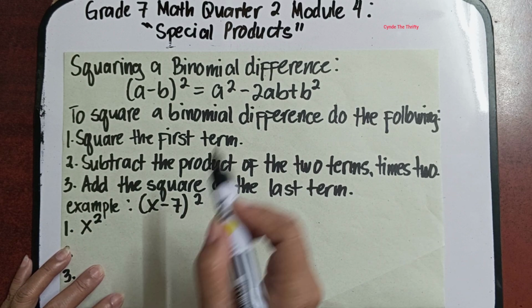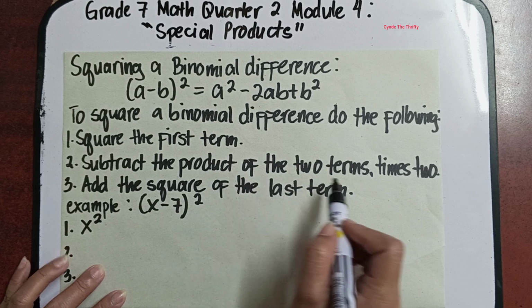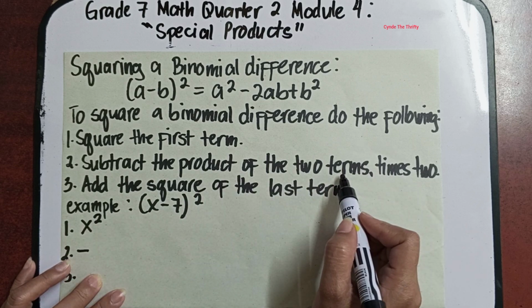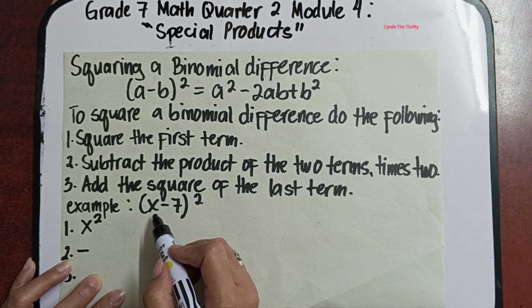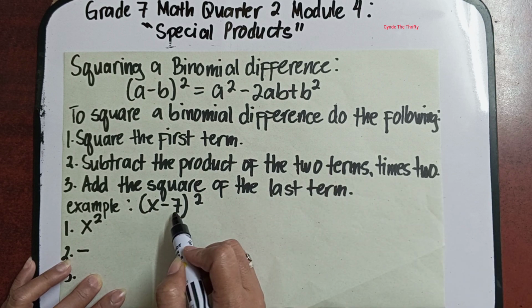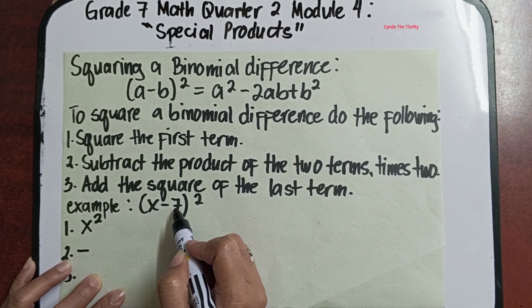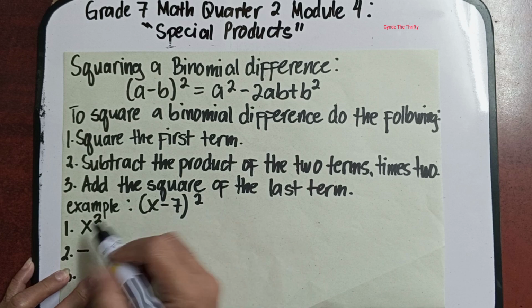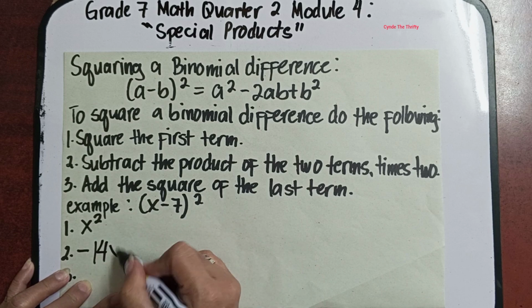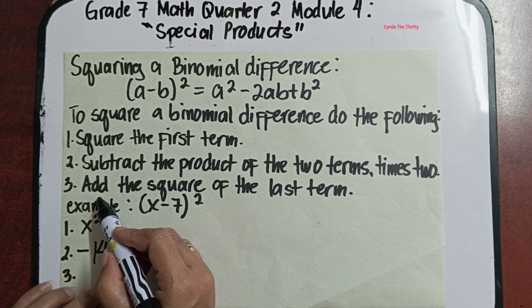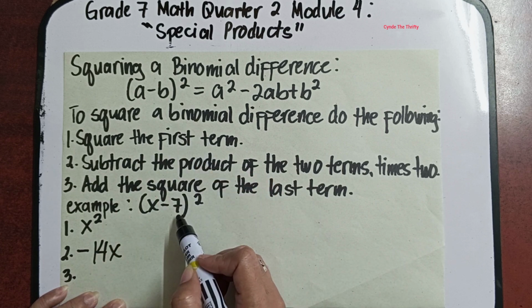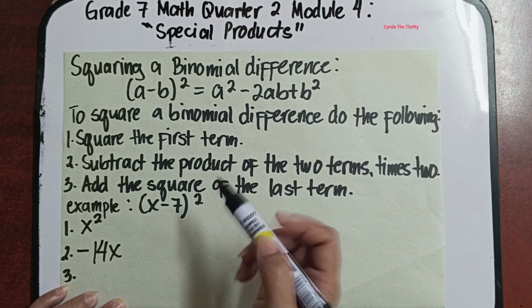And then next, subtract the product of the two terms. So, subtract minus ang product ng dalawang term times 2. So, ang dalawang term natin is x and 7. So, x times 7 is equal to 7x. Times 2, so 7 times 2 is equal to 14 and then kopyahin natin si x. And then last, add the square of the last term. So, i-square natin si last term. Ang last term is 7. So, 7 times 7 is equal to 49. So, 49.